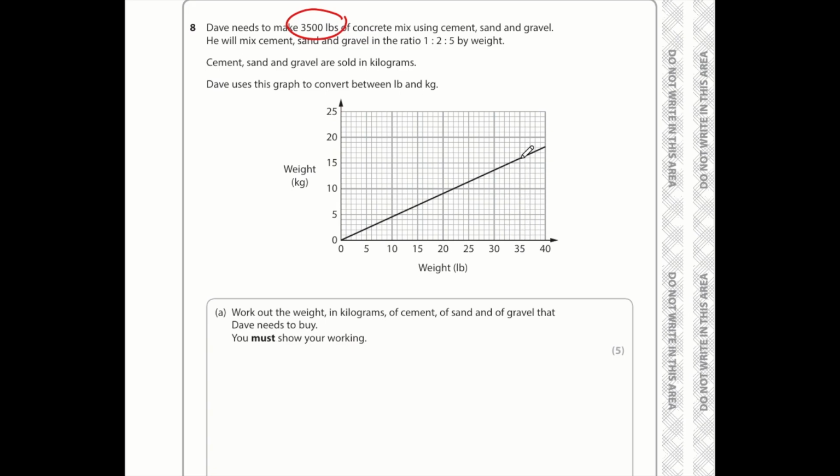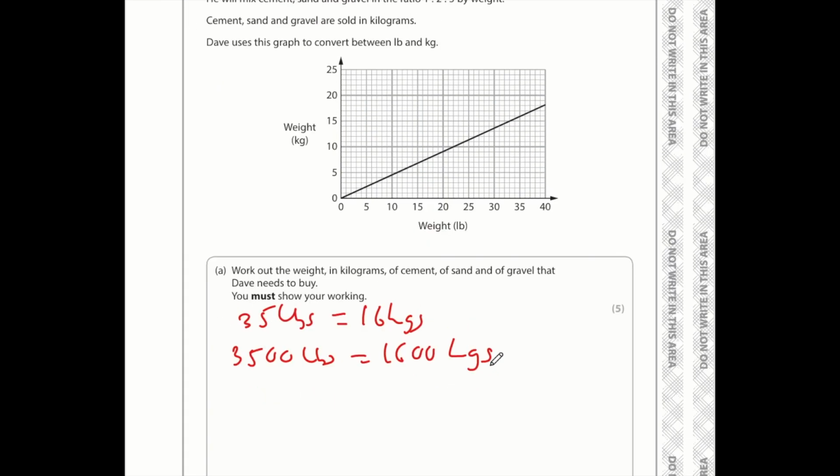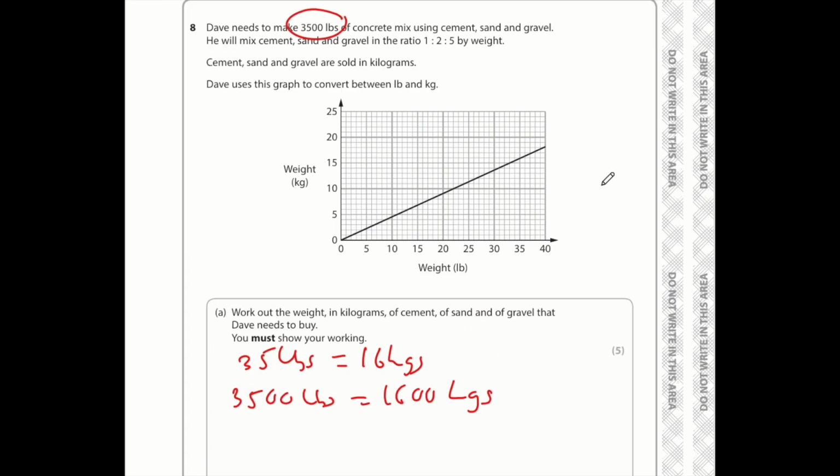So let's write this down first of all, so 35 pounds is, well, I'm not saying it's exactly, but I'm going to go for 16 kilos, so therefore 3,500 pounds is going to be 1,600 kilos. Okay, and the ratio of cement to sand to gravel is 1 to 2 to 5. So therefore 1/8 is cement, 2/8 is sand, and 5/8 is gravel. Where does the number 8 come from? Well, 5 plus 2 plus 1 is 8.